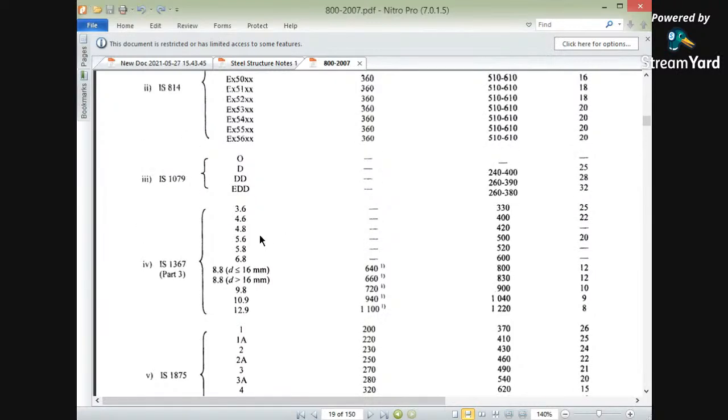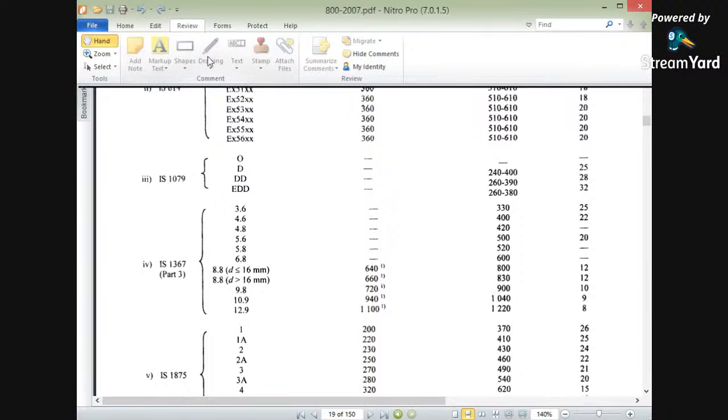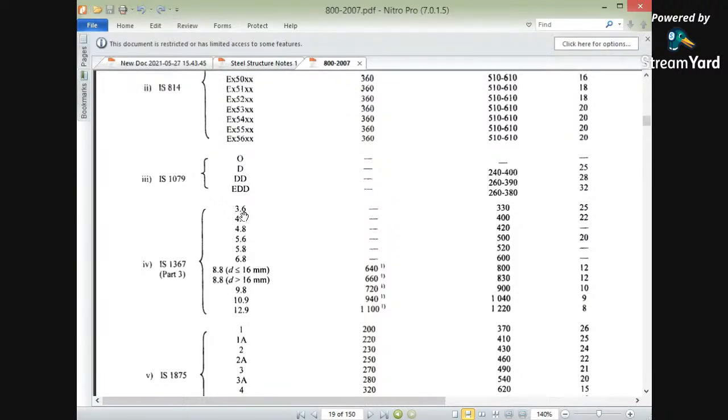What this IS code says here: these are the grades of steel, IS 1367 part 3. For 3.6, what is the ultimate tensile stress? 330. For 4.6, it is 400. For 4.8, it is 420. For 5.6, it is 500. For 5.8 it is 520, and for 6.8 it is 600.